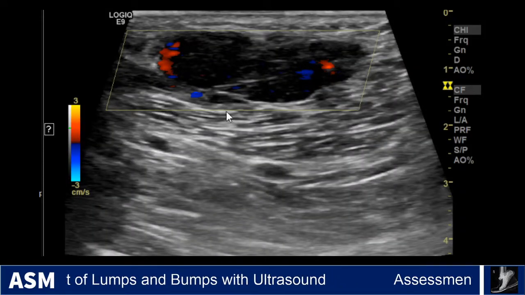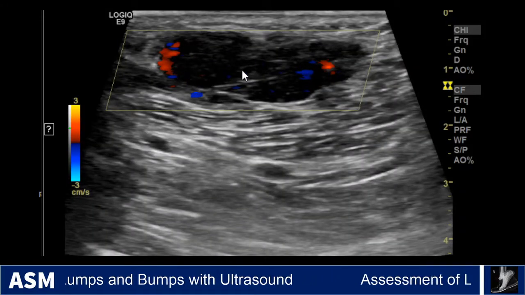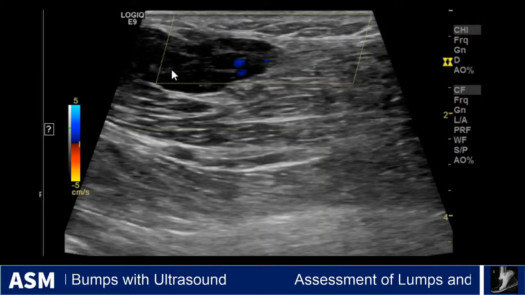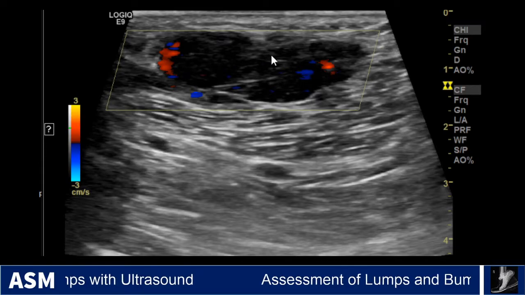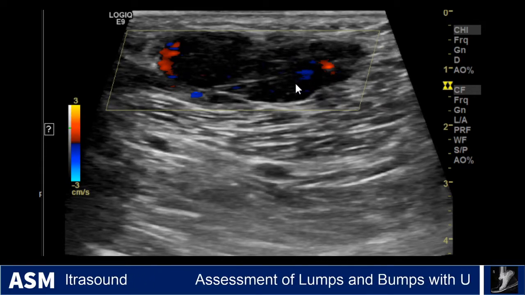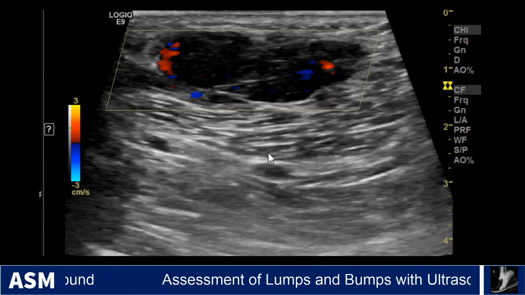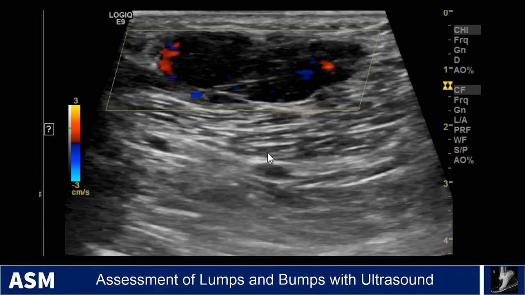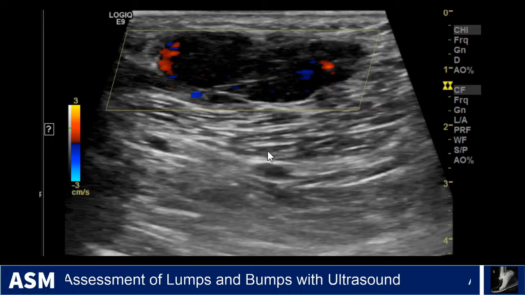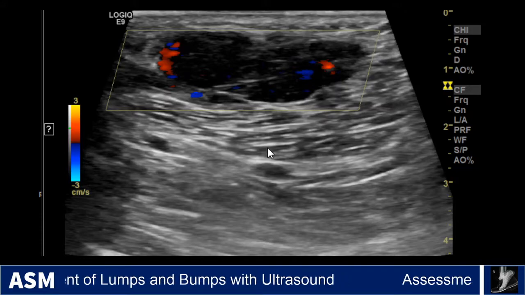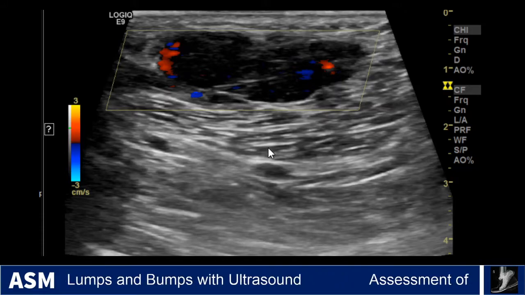Color Doppler demonstrating flow along the periphery and centrally within this mass. So we have this hypoechoic irregular mass deep to the fascia with internal flow. This is not consistent with a lipoma nor a Baker's cyst, and these ultrasound findings are concerning for a soft tissue sarcoma until proven otherwise. Moreover, continuity with the vein is suggestive of a leiomyosarcoma.